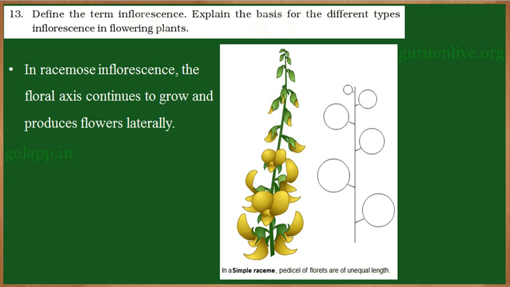The first one, racemose inflorescence. Here if you see the picture, this is the stem and the flowers are arranged on the lateral sides with older flowers at the bottom and younger flowers at the tip. So the terminal does not have any flower. So the growth is continuous over here. So this kind of flower arrangement is called racemose. The floral axis continues to grow and produces flowers laterally on either side.